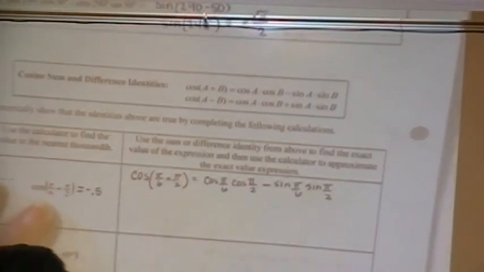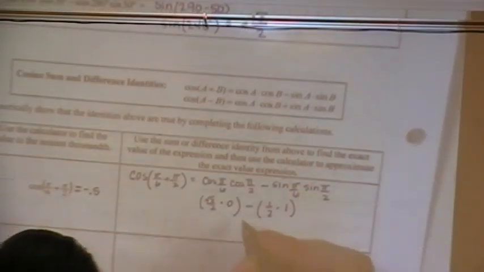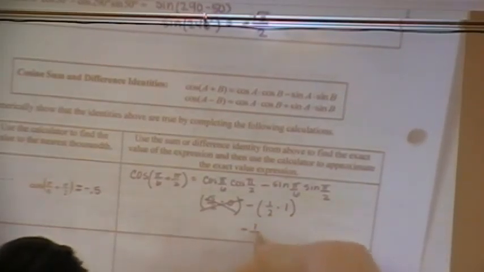Okay, so pi over 6, that's this finger. So cosine is the square root of 3 over 2. And then cosine of pi over 2. Pi over 2, remember, is straight up. So cosine is 0. Sine of pi over 6 is a half. Sine of pi over 2 is 1. So that gives me, oh, that cancels out, and it leaves me with negative a half.